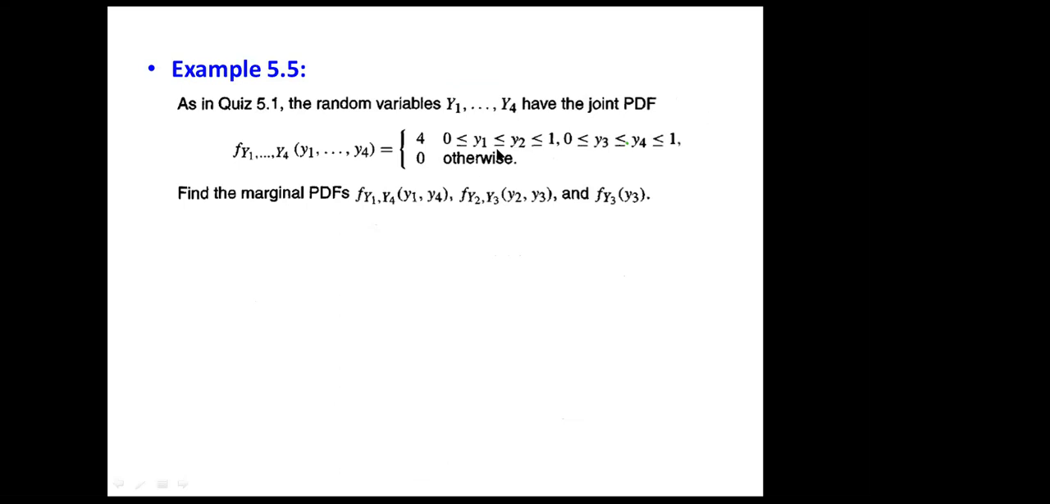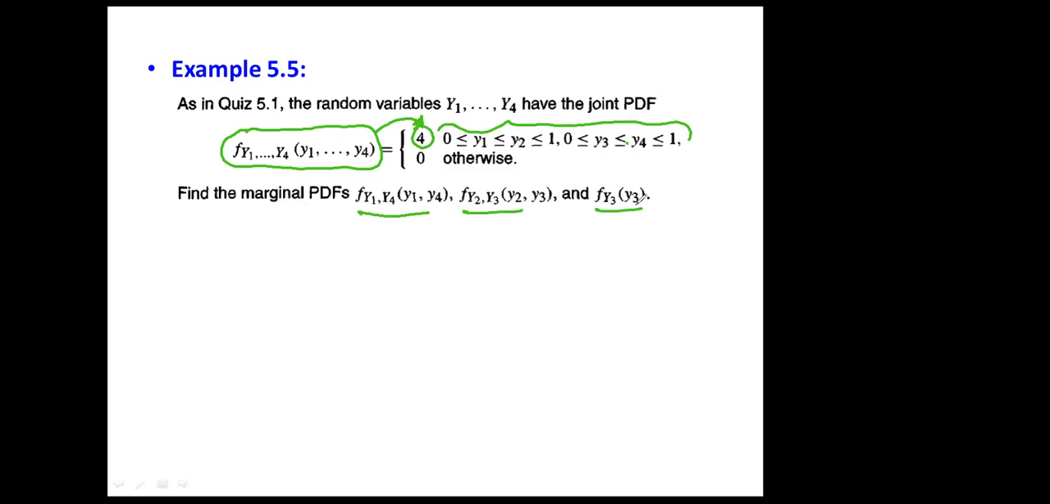How to solve it? We have been given example 5.5, in which the joint PDF is given, and that PDF is actually a 4 random variable PDF. For this 4 random variable PDF, we have this value given, and also we have been given the limits. Okay. We are also given a task to find the marginal PDFs, and these are 1 4, 2 3, and 3.